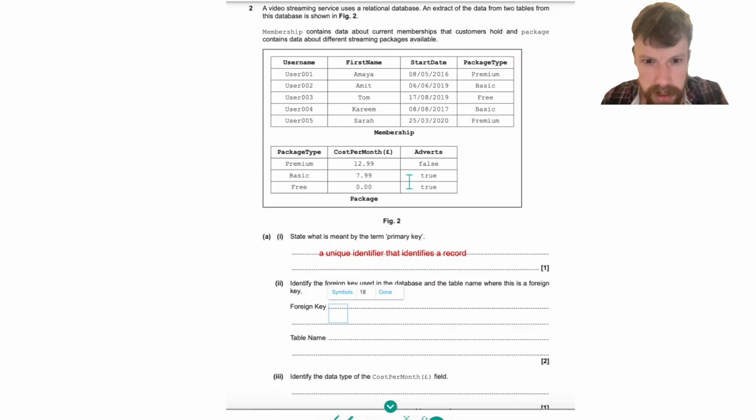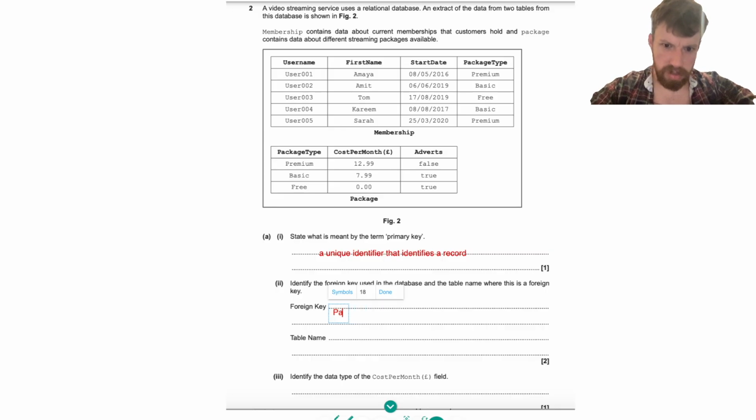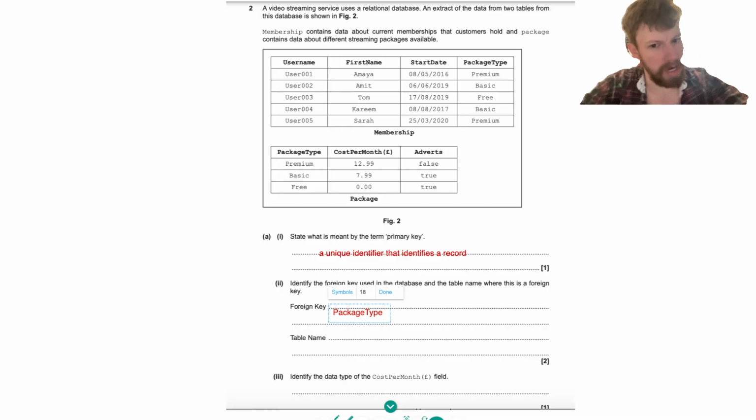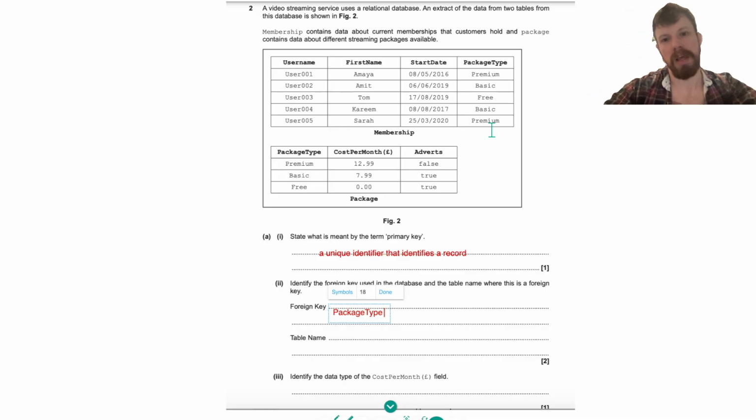So we've got memberships. Package type seems to be the primary key for that one there, and it's being used as a foreign key over there. So what we're going to do is say package type. I'm also not going to take any chances, so I'll do capitals, because you can see it's got capitals for each word. It's good habits to get into. Whilst they might not dock you a mark, it gets you into a good habit for a question where they might dock you a mark for it. So foreign key, and then the table name, which is membership.